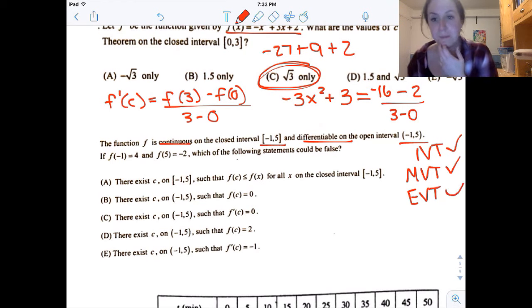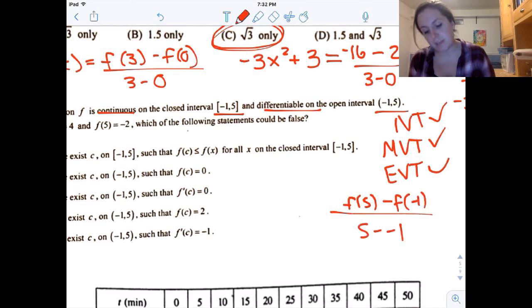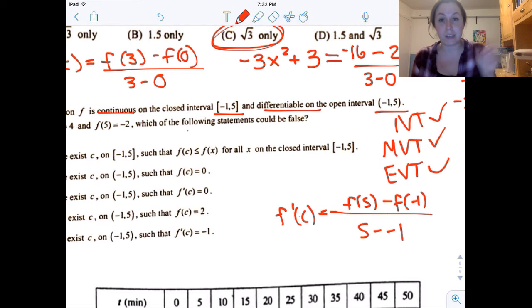So which of these could be false? So let's read through these. Sometimes it helps, before you do this, to actually figure out what MVT would say. Because MVT would say that there exists a point where (f(5) - f(-1)) / (5 - (-1)). This is what MVT would say, right? That point exists. So I'm going to figure out what that is.